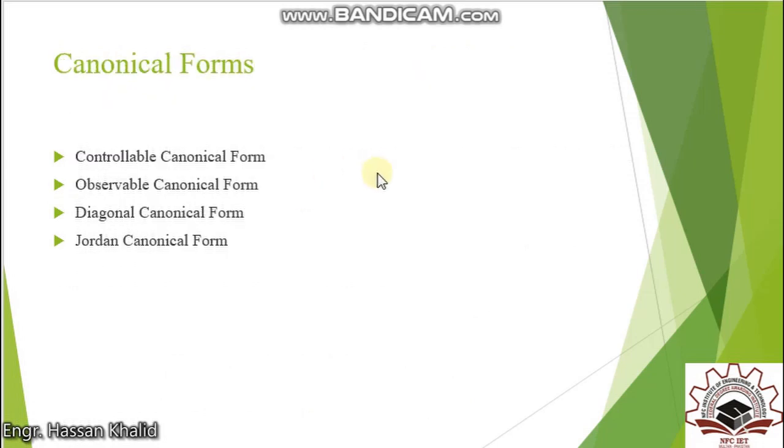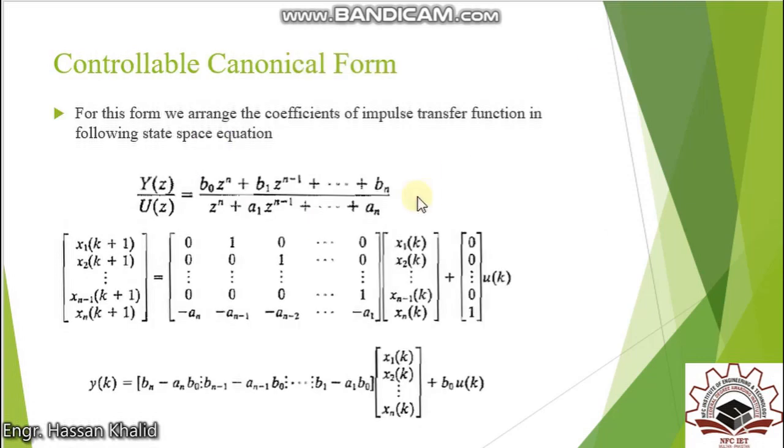Now there exists a standard representation of these state space models. Generally there are four canonical forms, and the canonical forms are actually the standard formation of these state space models: controllable canonical form, observable canonical form, diagonal canonical form, and Jordan canonical form. Now let us discuss how these state space models are represented in each of the four canonical forms.